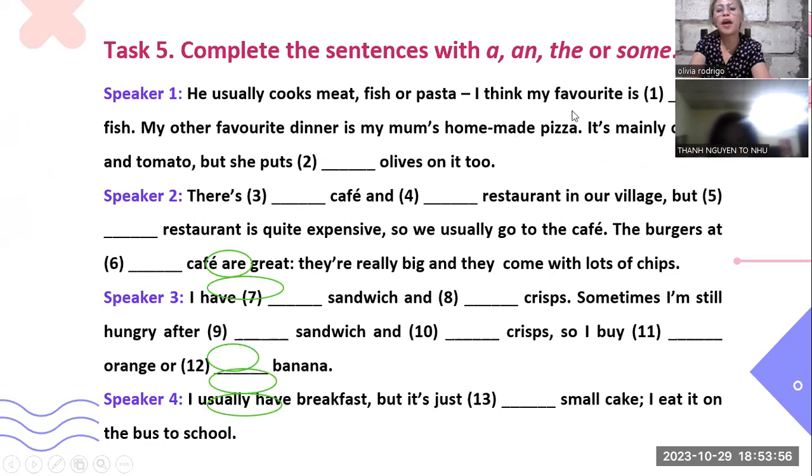I think my favorite is the fish. When you see the, you will use it for something specific. Okay, this one is for some. This is a cafe. Okay, please continue.